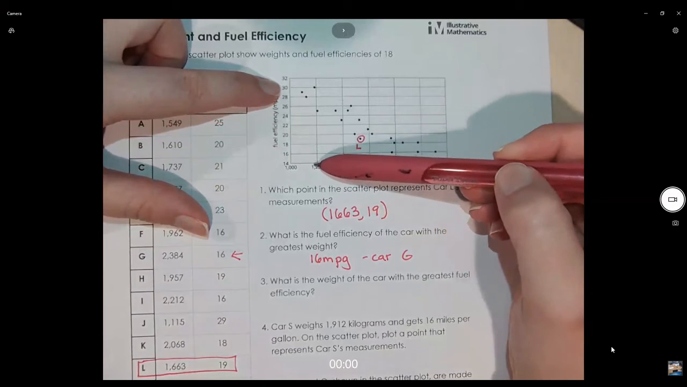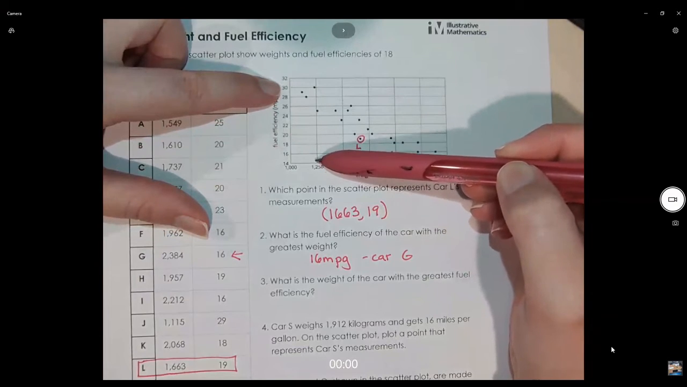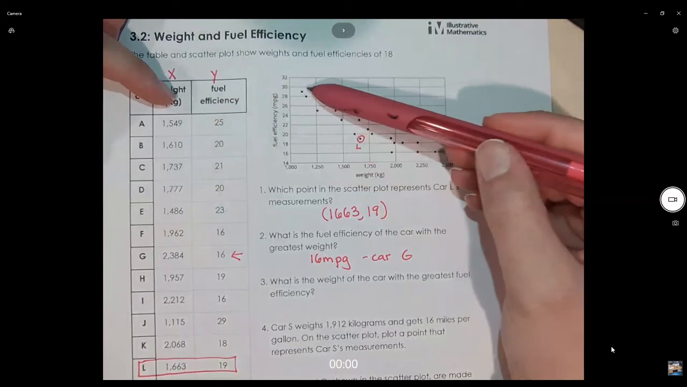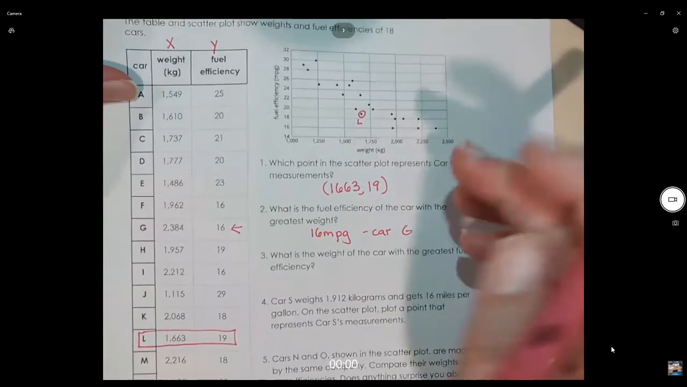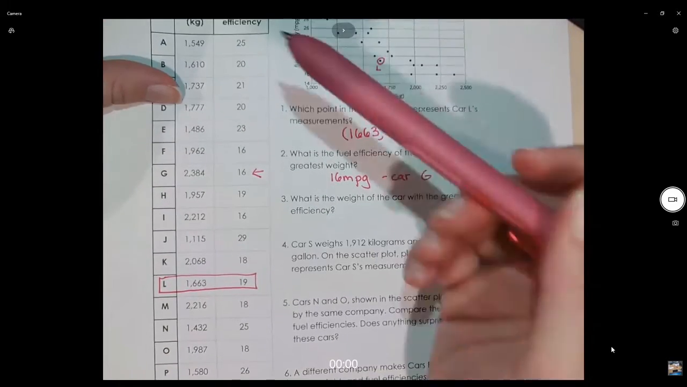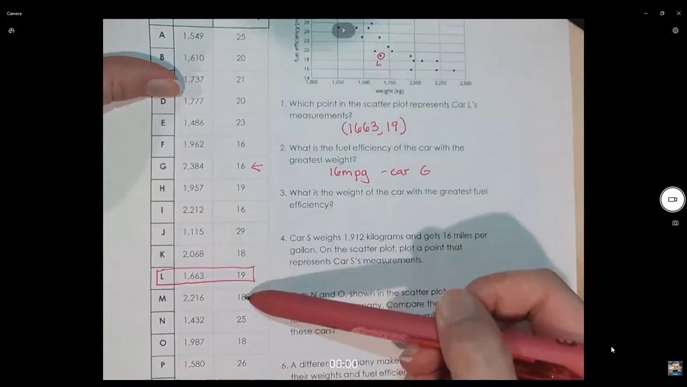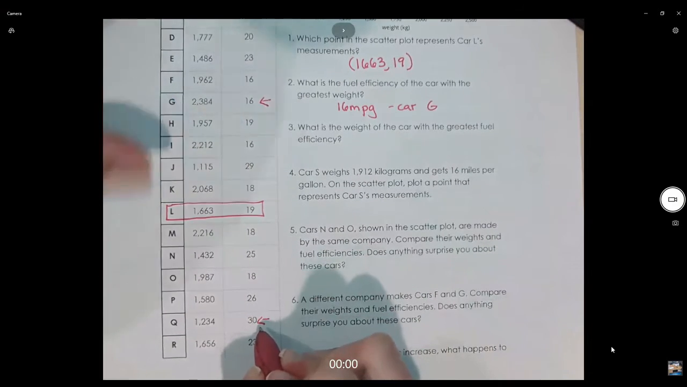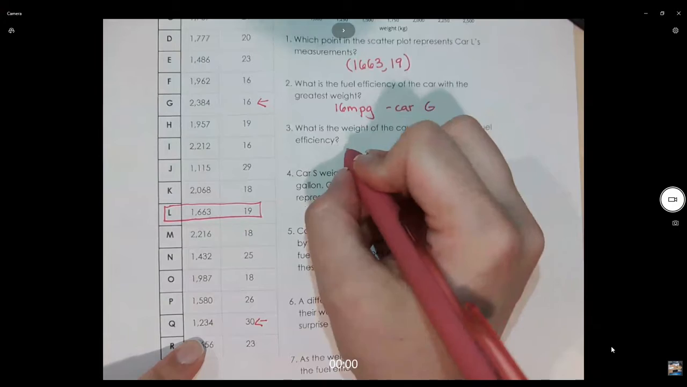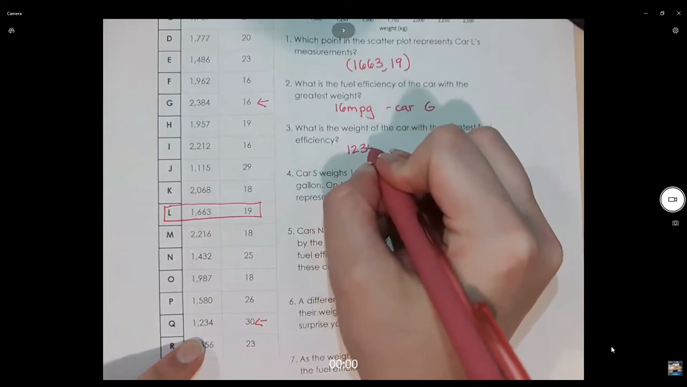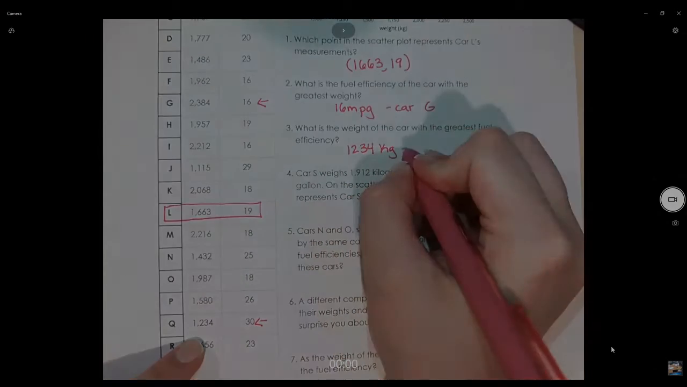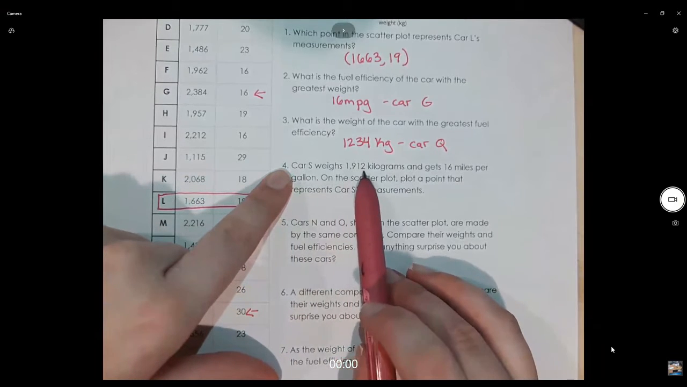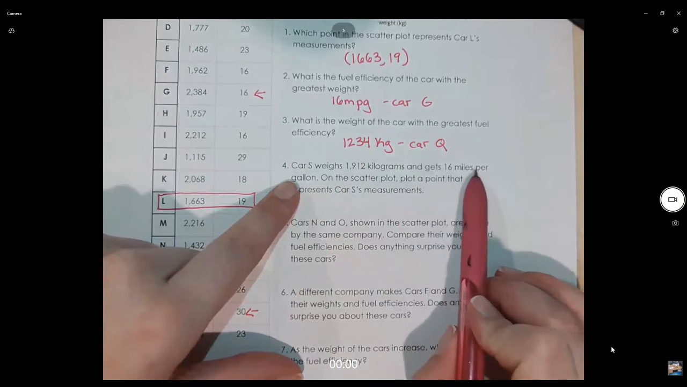So it's hard to guess on this graph. I mean, we could estimate, but we have our actual values over here. So if I could find the fuel efficiency at 30, then I'll be able to find my values. So if I see 30, all the way down here at the bottom, it is car Q, and that weight is 1,234 kilograms.